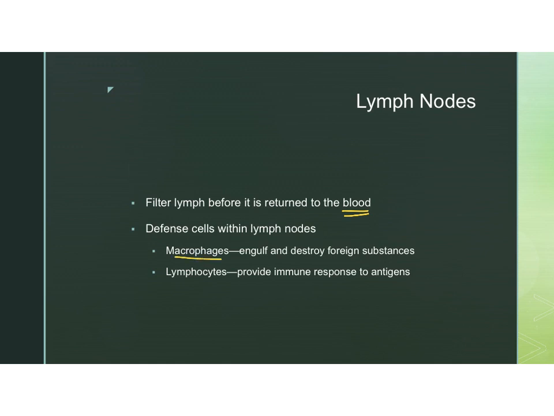So you've got macrophages, and their job is to engulf and destroy foreign substances. So they're able to detect things that shouldn't be there, like bacteria, viruses, and anything like that. And then lymphocytes provide immune responses to antigens. So antigens are anything that elicit an immune response.